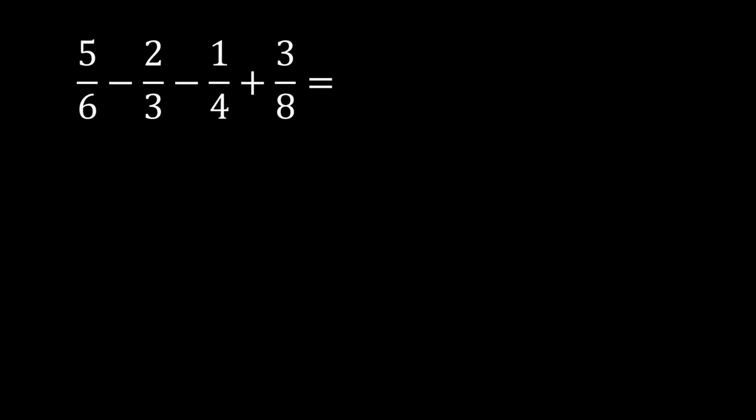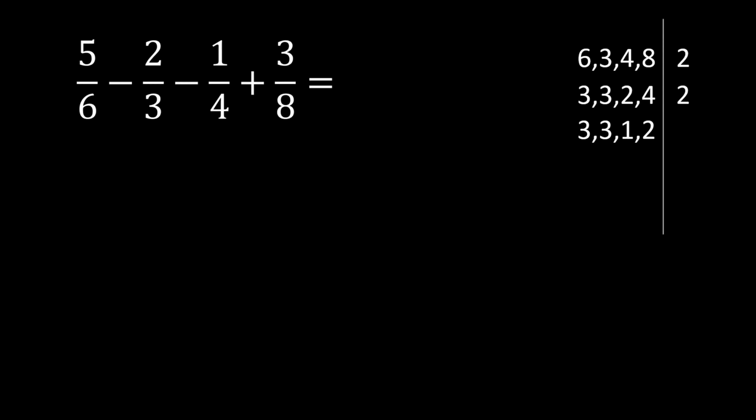Finally, let's work through a more complex example that includes four fractions: 5/6 minus 2/3 minus 1/4 plus 3/8. The denominators are 6, 3, 4, and 8. Applying the LCD method step by step, we divide 6, 3, 4, and 8 as needed using prime numbers 2 and 3. Eventually, we reach all ones. Multiplying the prime numbers used, 2 times 2 times 2 times 3, we get 24. Now we adjust each fraction to have a denominator of 24.